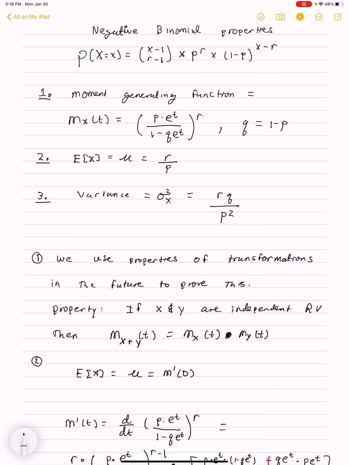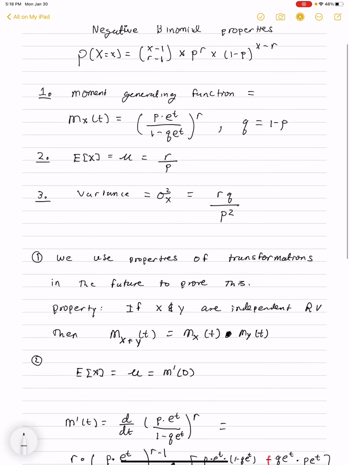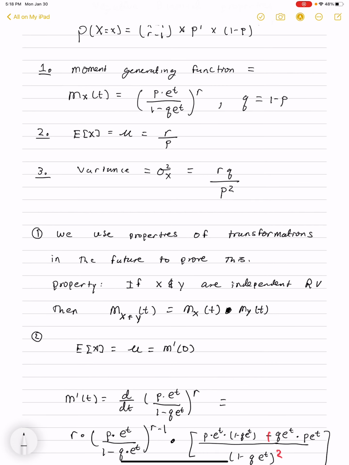Now, one thing that you might notice about the moment generating function is it looks very similar to a geometric distribution. And later in the course, we'll learn that if x and y are independent random variables, then the moment generating function of the sum x plus y is equal to the product of the moment generating function of x times the moment generating function of y.